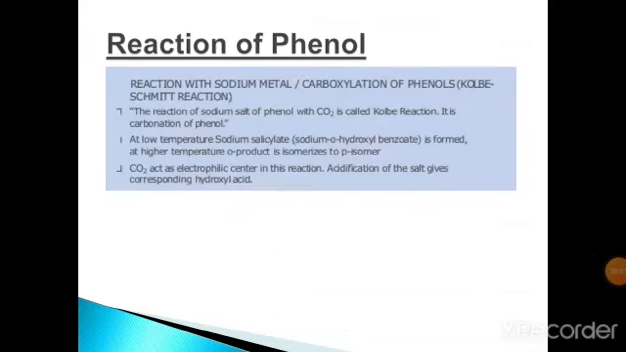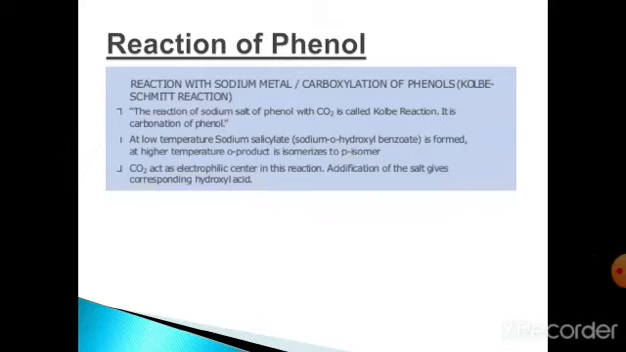Next electrophilic substitution reaction of phenol is the reaction with sodium metal. This reaction is also known as carboxylation of phenol, and it is also known as Kolbe's reaction. Carboxylation is a chemical reaction in which a carboxylic acid group is produced by treating a substrate with carbon dioxide. In this reaction, the sodium salt of phenol reacts with carbon dioxide. It is converted into sodium salicylate. This reaction is also known as carbonation of phenol.